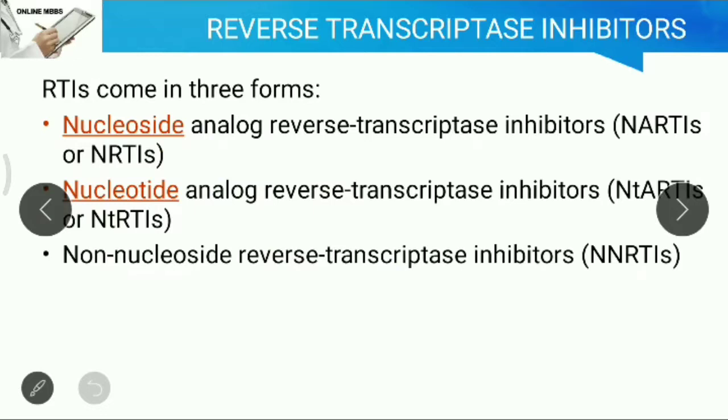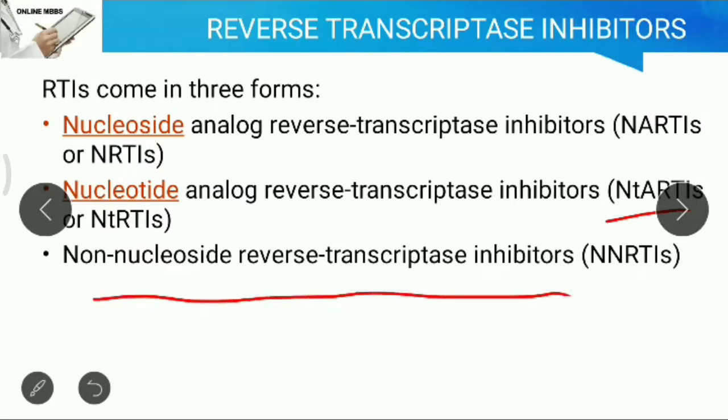So now let's learn about the reverse transcriptase inhibitors. This comes in 3 forms. They are nucleoside analog reverse transcriptase inhibitors, also known as NARTIs or NRTIs, nucleotide analog reverse transcriptase inhibitors, NTARTIs or NTRTIs, and the last one is non-nucleoside reverse transcriptase inhibitors, NNRTIs. You can remember this short form because later I am going to use it. Okay.